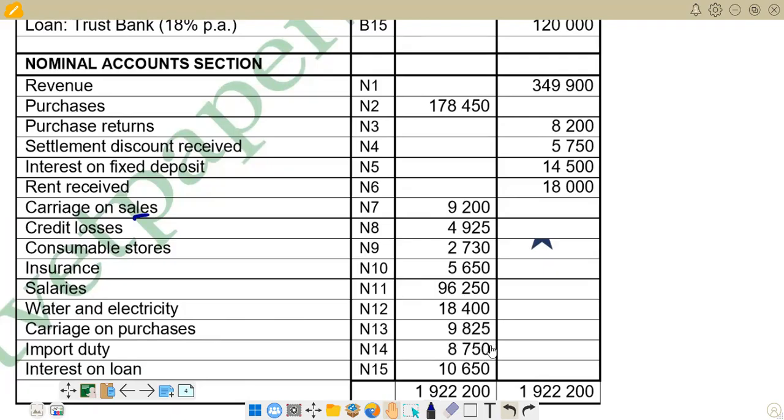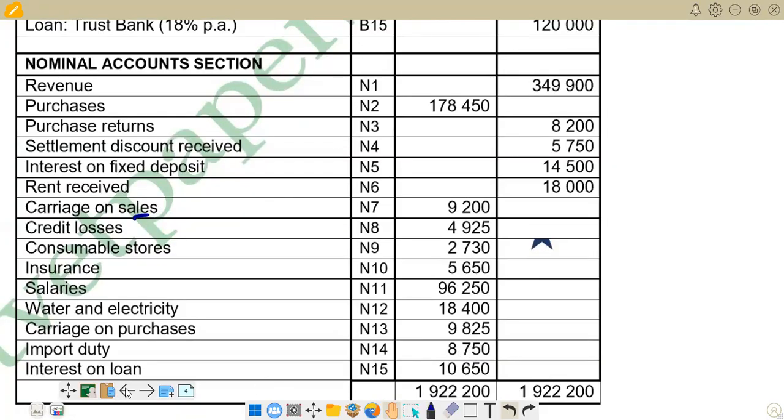Whenever we see import duties, we are going to include them just under the purchases as an addition, because as we transport these goods to our business, we might import those goods. Those goods are going to pass through the border, and we know there are some protectionist measures charged there in terms of tariffs. So we are going to include it as part of the transport costs. So you add them there. Under the figure for purchases, we are going to put 9,825, and then we also put the figure for import duty, 8,750. That's what we are going to do there.